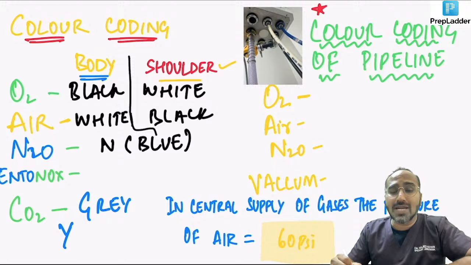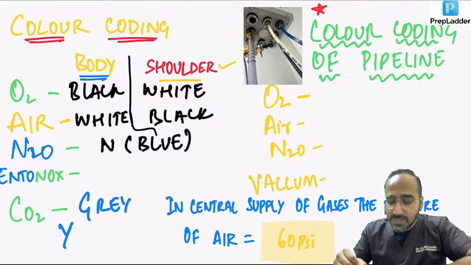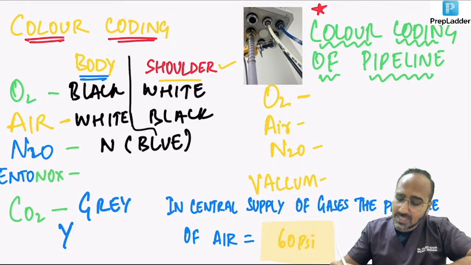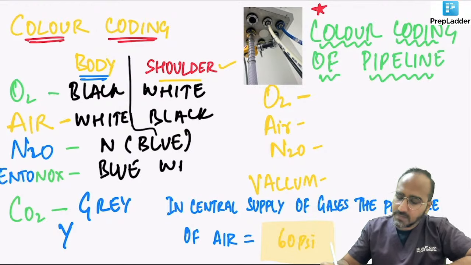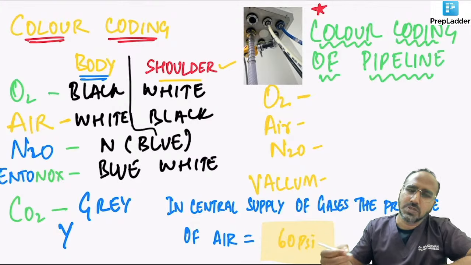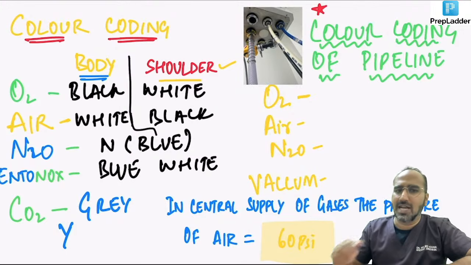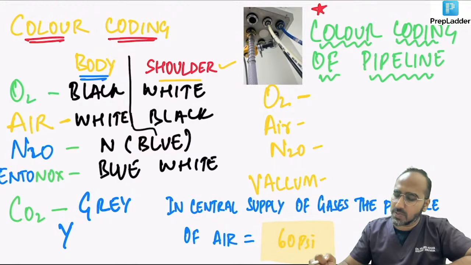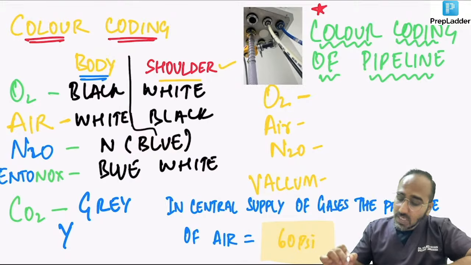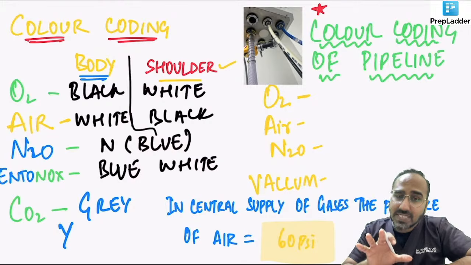There is one more gas called Entonox, guys. Heard about Entonox? Entonox is what? 50% oxygen, 50% nitrous. That means it has a blue body, white shoulders. Okay, normally we use it for painless labor. We use Entonox gas inhalation for the patient. Okay. Now, guys, remember, this was the color coding of the cylinder.